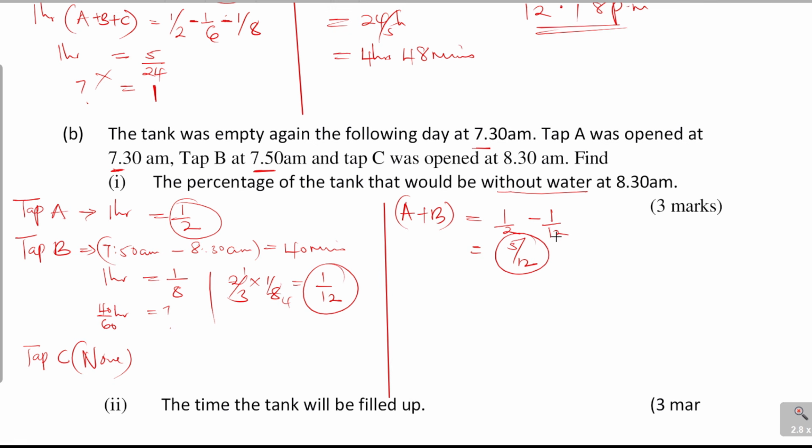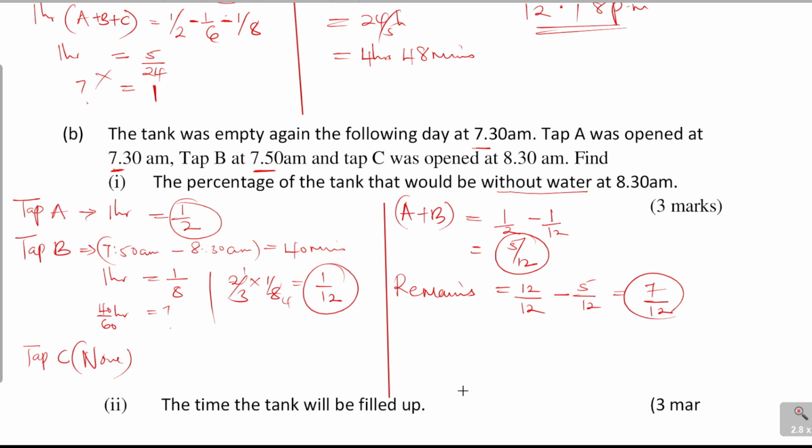So what fraction remains? The fraction that remains is the one that is empty. If 5/12 is the fraction that is filled by 8:30, that is by tabs A and B, what about the remaining? We get it by taking 12 divided by 12, or 1 when it is full, then subtract whatever has already been filled, which is 5/12, and this gives us 7 divided by 12. So 7 divided by 12 is the fraction of the tank without water.